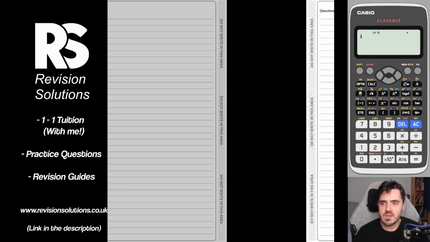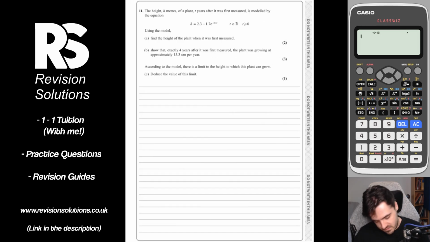Moving on now to question 11. It says the height h meters of a plant t years after it was first measured is modeled by the equation h equals 2.3 minus 1.7 e to the minus 0.2t, where t is a real number and greater than or equal to 0. Using the model, find the height of the plant when it was first measured. So that's easy. That's just when t equals 0 is when it would be first measured.